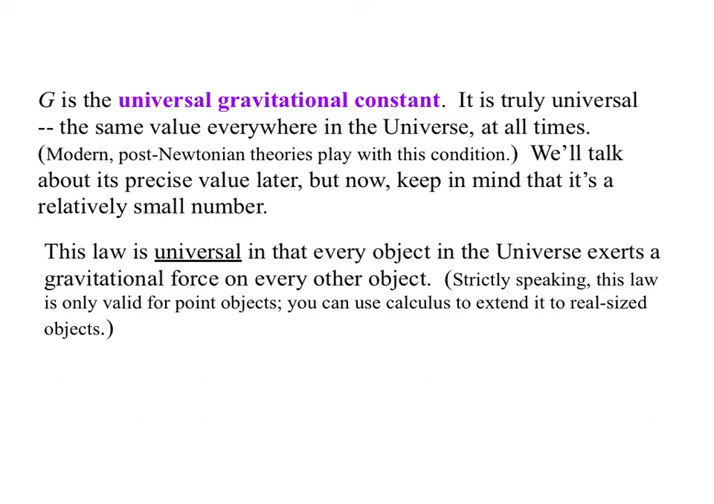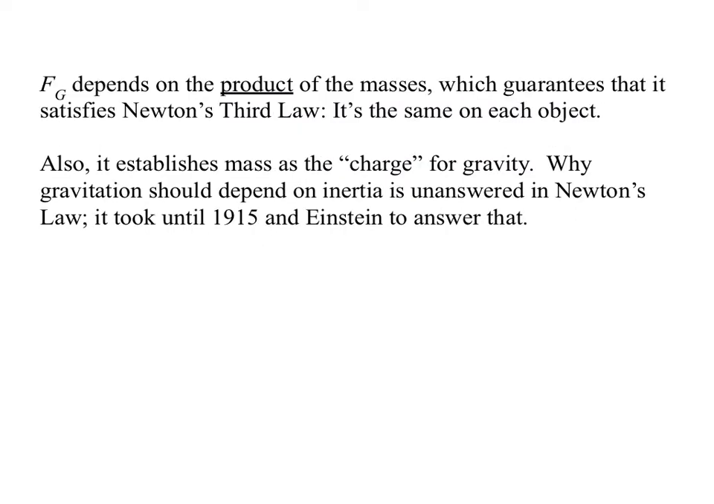This law is universal in that every object in the universe exerts a gravitational force on every other object. Strictly speaking, this law is only true for point objects. You need to use calculus if your object is not a sphere or a point, but that's okay because most things that we're going to talk about astronomically are in fact spheres, and the details are just details. They don't really change what goes on. The force depends on the product of the masses, which guarantees that it automatically satisfies Newton's third law. It's the same on each object. This isn't surprising. If Newton had come up with a force that didn't satisfy the third law, he'd either not have published the third law or not have published the force. One of those would have to go away.